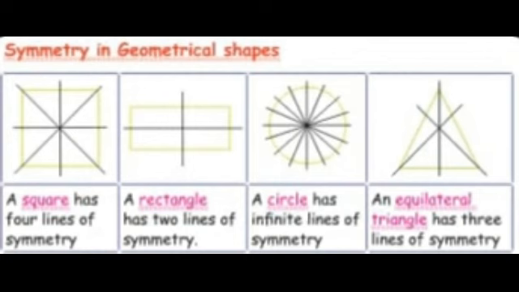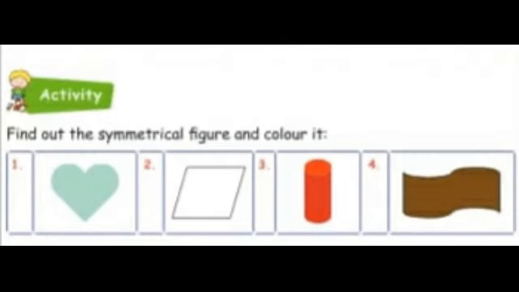And an equilateral triangle has three lines of symmetry. Now at the same time, one more activity I am going to give you all. That is homework for you all. We'll do one more activity now, okay, my dear students. Now find out the symmetrical figure and color it.